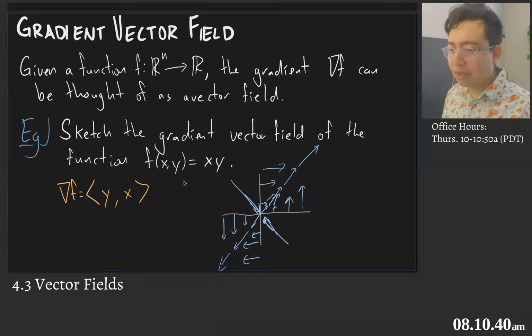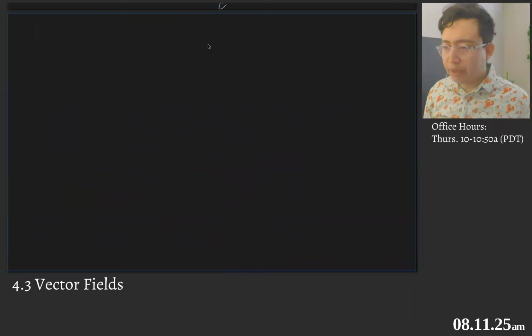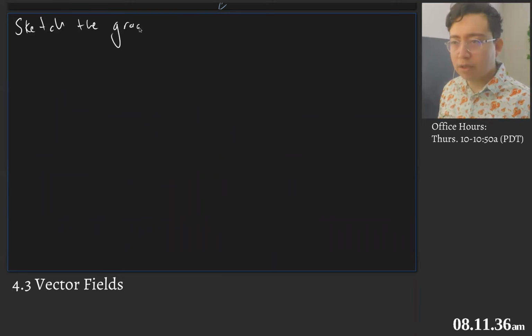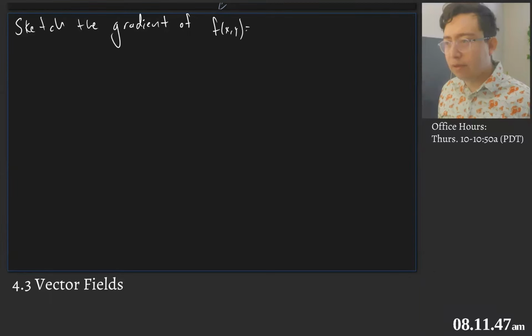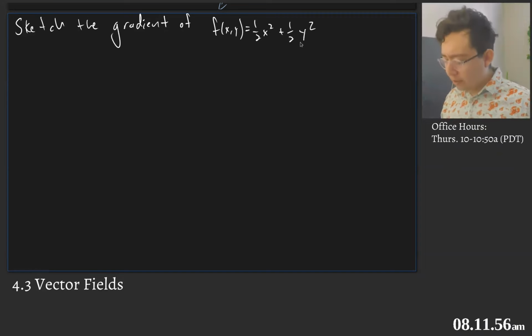I will try to show that. Maybe I'll do another example here, something a little more clear. So let's do another example. Sketch the gradient of f of x, y equals 1/2 x squared plus 1/2 y squared. So this is quadratic in x and y.